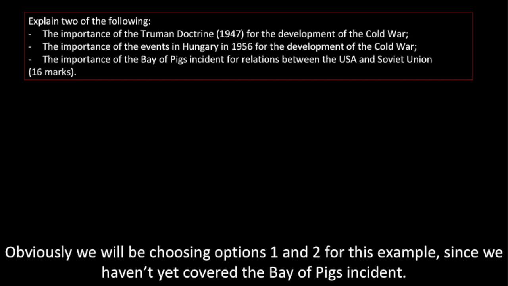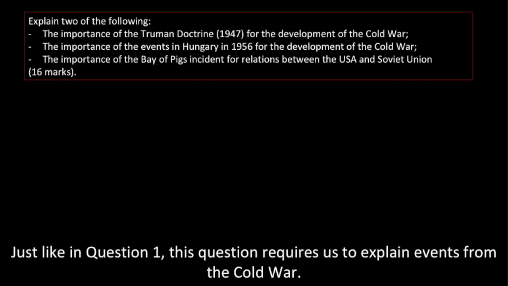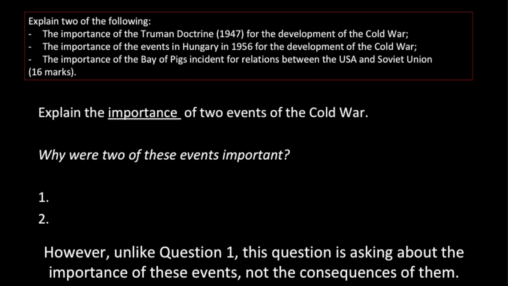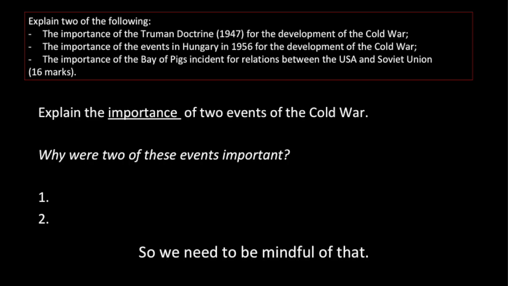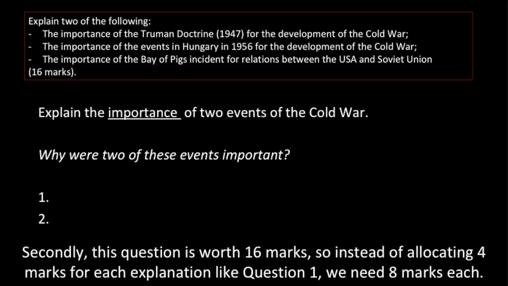Obviously, we will be choosing options 1 and 2 for this example, since we haven't yet covered the Bay of Pigs incident. Just like in question 1, this question requires us to explain events from the Cold War. However, unlike question 1, this question is asking about the importance of these events, not the consequences of them. So we need to be mindful of that. Secondly, this question is worth 16 marks. So instead of allocating 4 marks for each explanation like in question 1, we need 8 marks each.